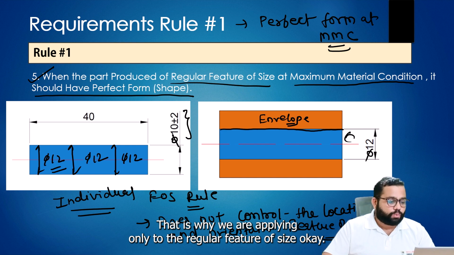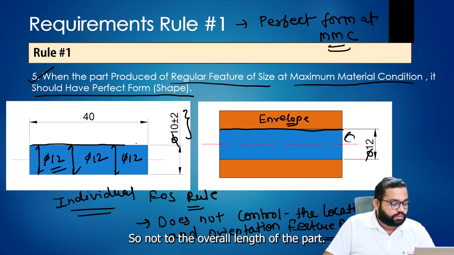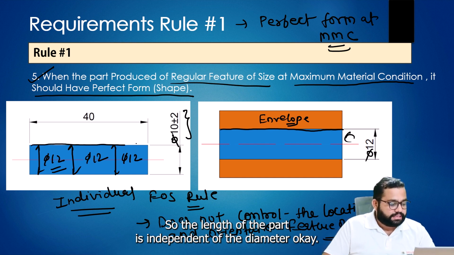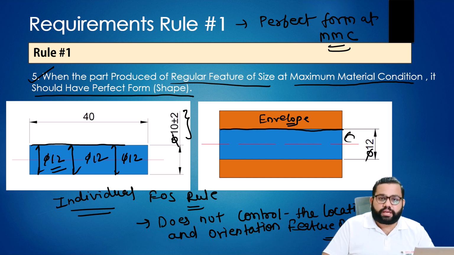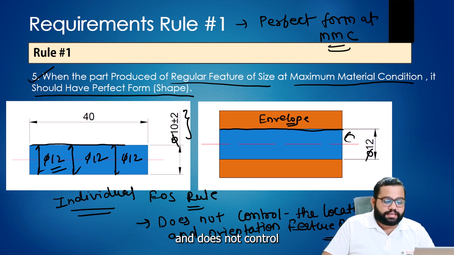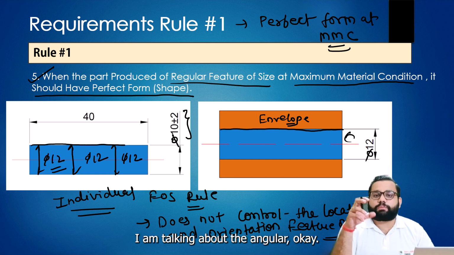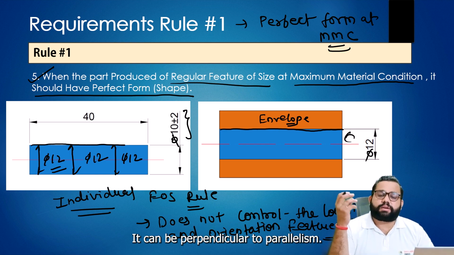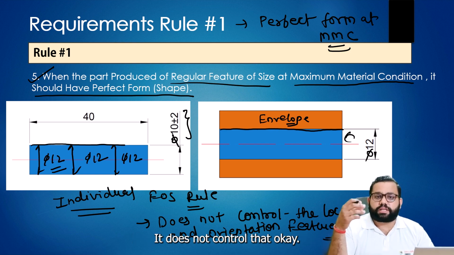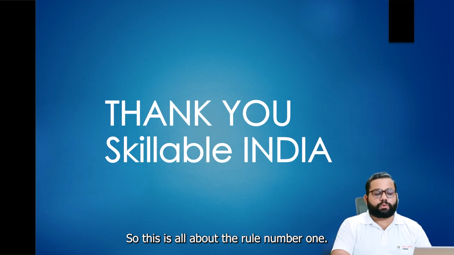That's why we are applying it only to the regular feature of size, not to the overall length of the part. The length of the part is independent of the diameter. So that's why rule 1 is the individual feature of size rule and does not control the location and the orientation. With orientation, I am talking about the angular, it can be perpendicular or parallelism. It does not control that. So this is all about rule number 1.